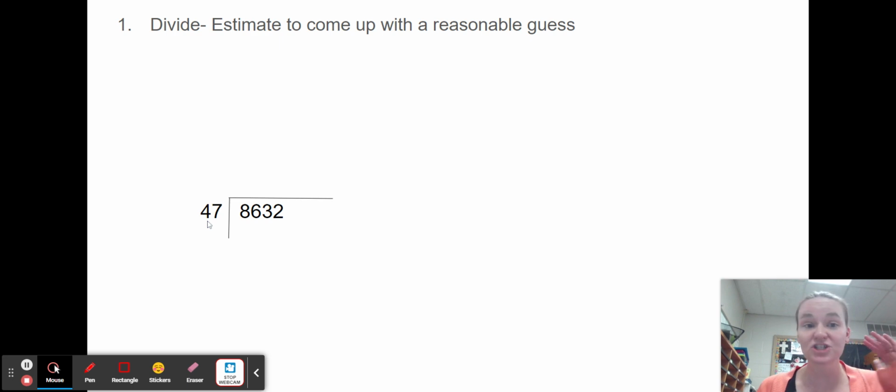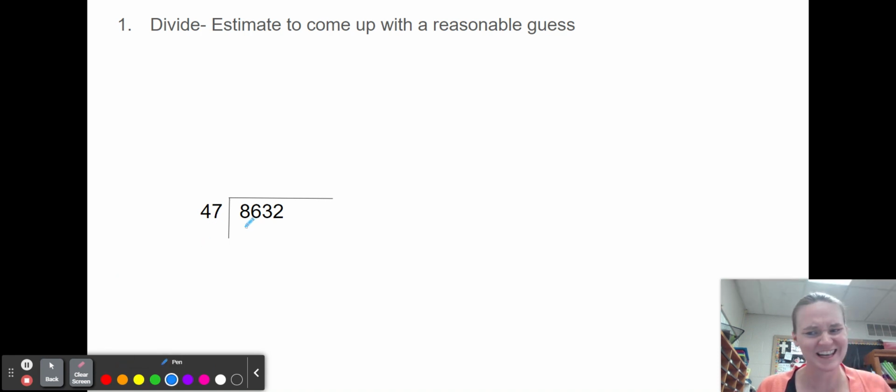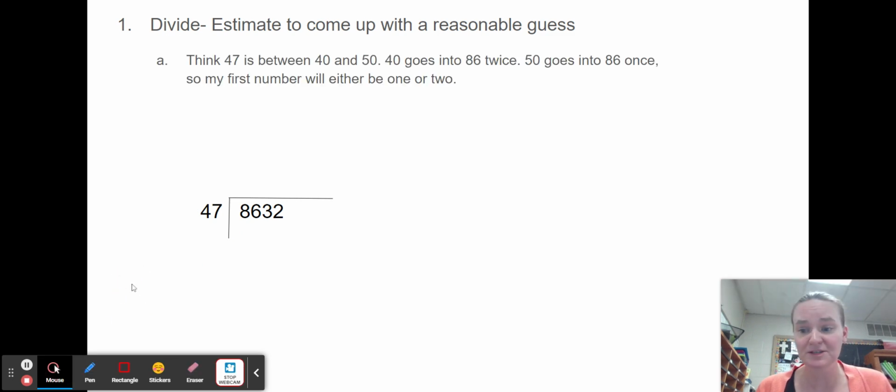8,632 divided by 47. Okay, now just like any other problem, the first thing we are going to do is divide. So think to yourself, okay, 47, does that go into 8? Nah, but it does go into 86. How many times? So we have to come up with a reasonable estimate because we probably don't know your 47s. I don't have the multiples of 47 all memorized.